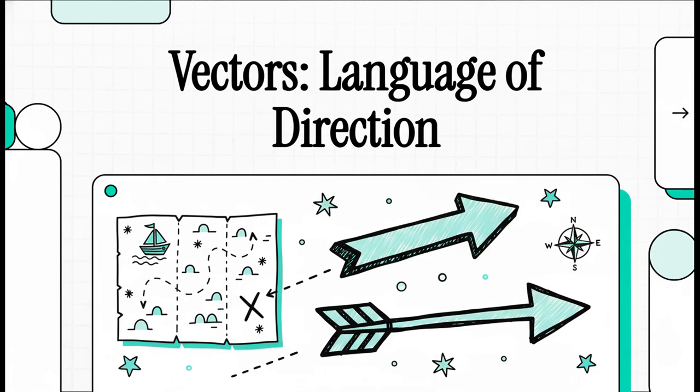Ever wondered how your phone's GPS figures out the absolute fastest route? Or how a video game makes a character's jump feel just right? Well, the secret sauce is this hidden language that's all around us, governing movement and direction. Today, we're going to decode that language, the language of vectors.